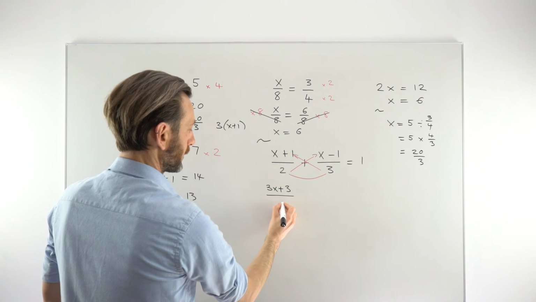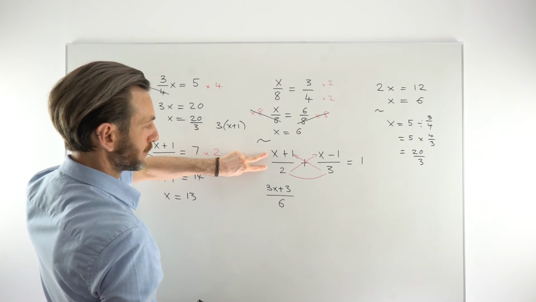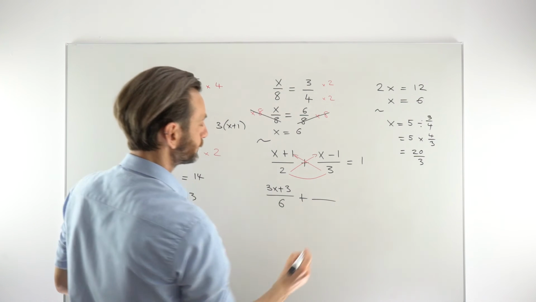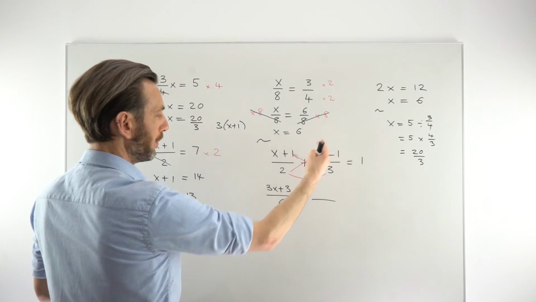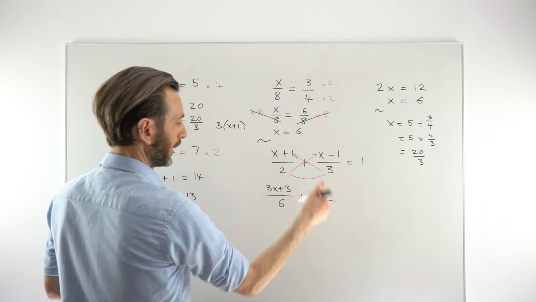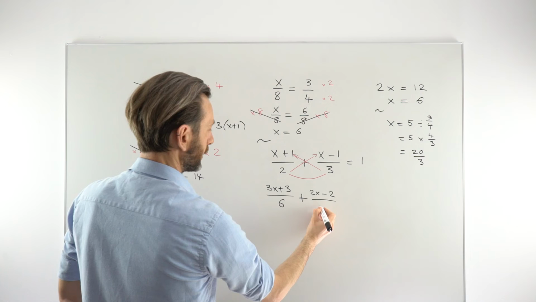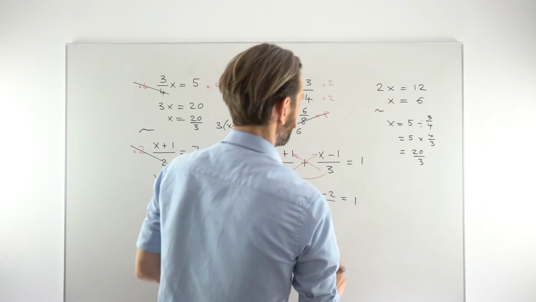2 times 3 is 6, so it gives us that. So effectively I've just multiplied top and bottom there by 3. Keep the plus in the middle. For the other one, we're multiplying top and bottom by 2, or cross multiplying the 2 up there to give you 2x minus 2. 2 times 3 again to give you 6, and still equal to 1.